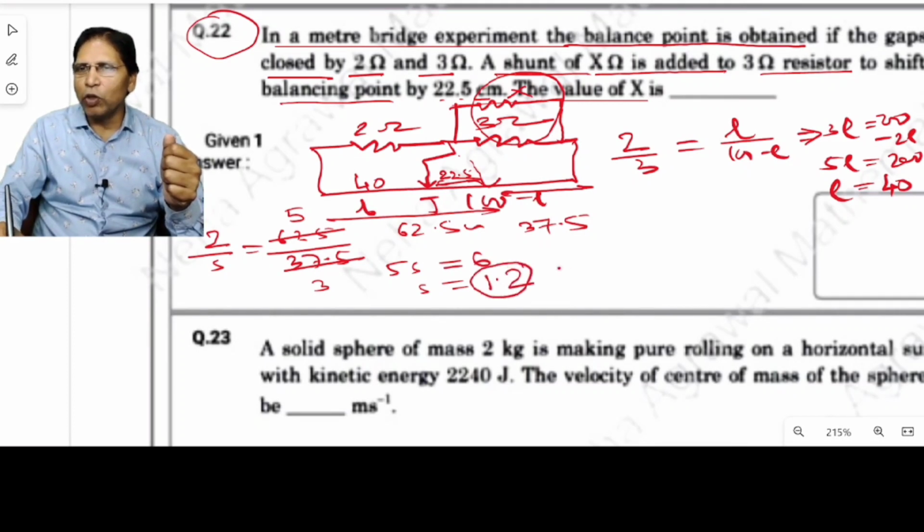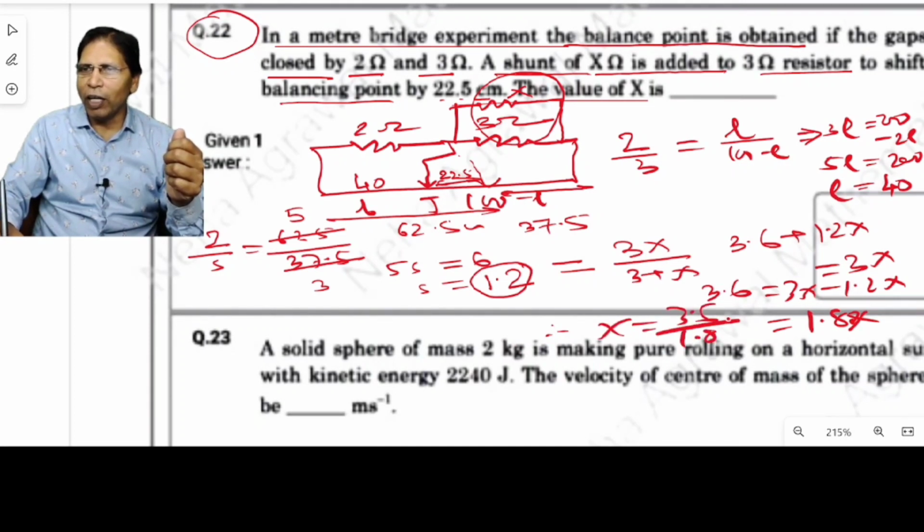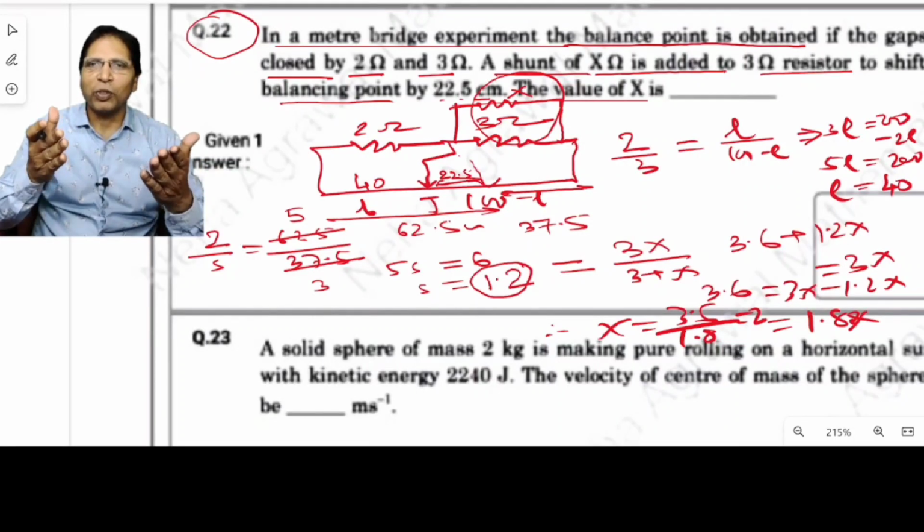Now 1.2 is the equivalent resistance between 3 and X. So 3 into X divided by 3 plus X equals 1.2. So 3.6 plus 1.2x equals 3x. Therefore 3.6 equals 3x minus 1.2x, so 1.8x. Therefore x equals 3.6 by 1.8, so this is 2 ohm. So the value of x is 2 ohm.